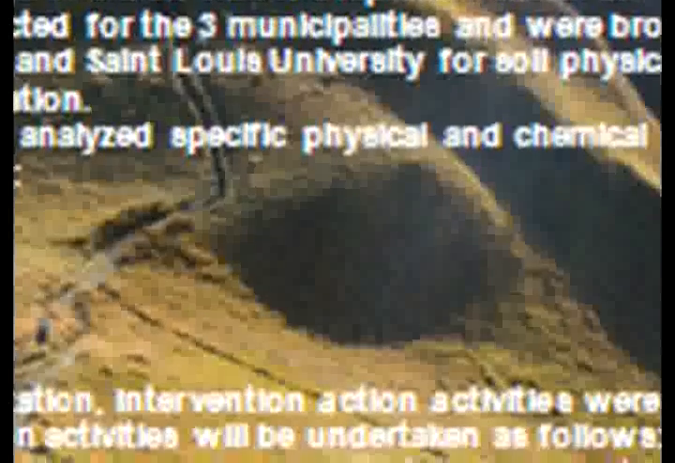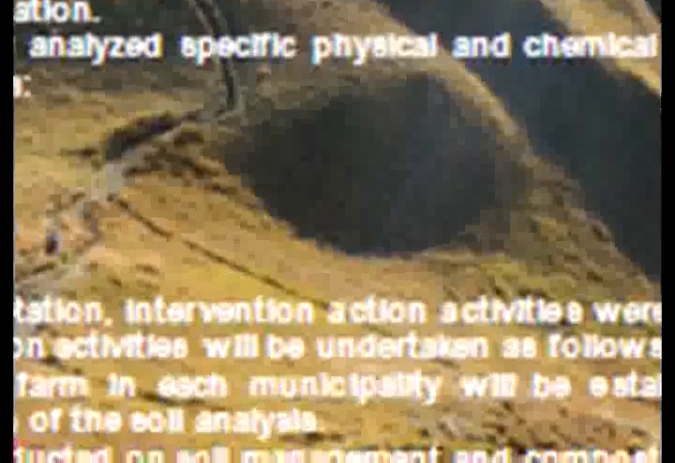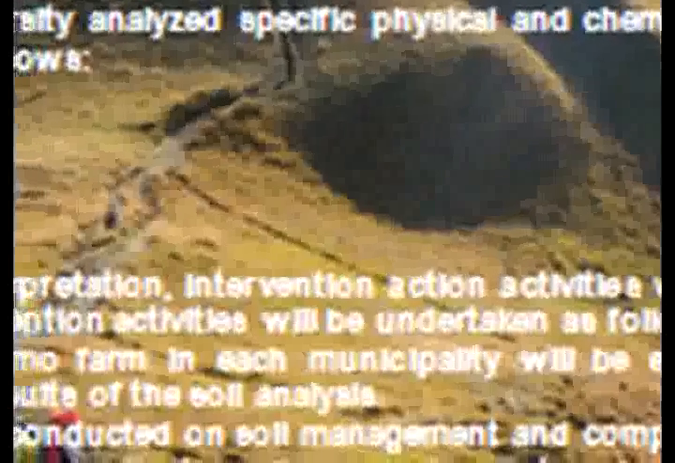Each consortium university analyzed specific physical and chemical properties of soil as follows. For chemical properties: potential hydrogen, nitrogen, phosphorus, and potassium. After analysis and interpretation, intervention activities were done. The following intervention activities will be undertaken as follows.